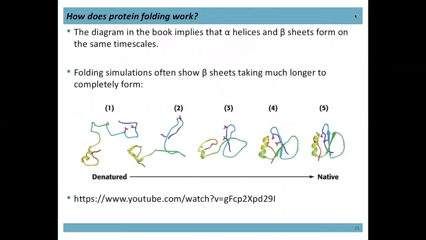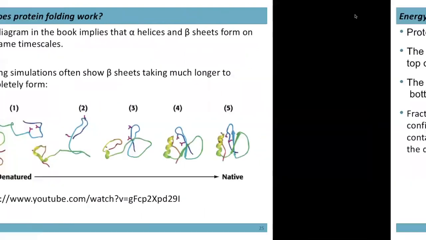So the diagram of the book implies that alpha helices and beta sheets form on the same time scale. So it often is shown that getting beta sheets actually takes much longer. So alpha helices are really quick to form, and beta sheets a little bit more. There's a little bit more organization. And you can imagine, especially if they're parallel, you can see down here that you actually need an extra long loop to make sure that you get that parallel beta sheet. And so getting that organization, you can imagine, takes a lot longer versus just kind of twisting up the backbone.